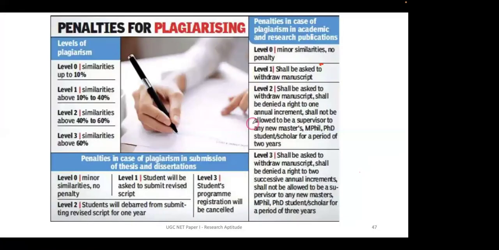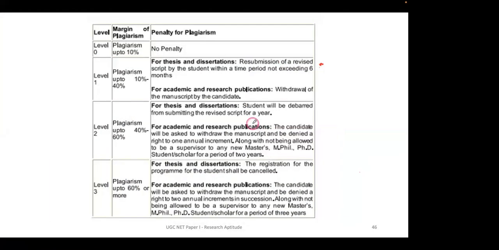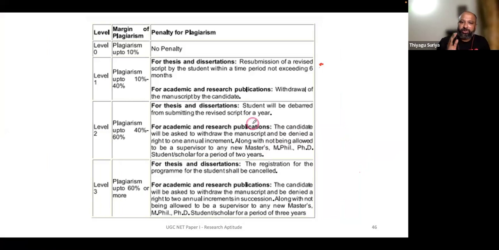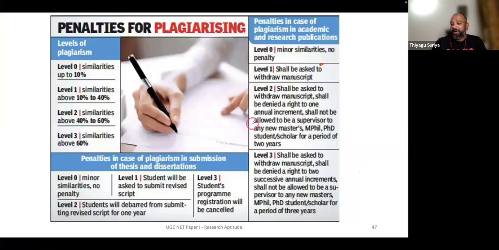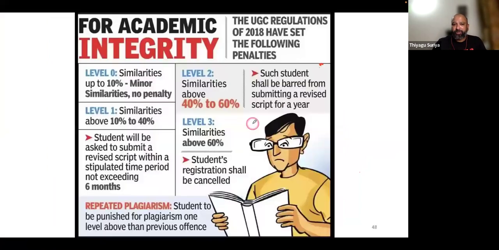Now this question regularly comes in the last 2 examinations. Please kindly look at this. This is the UGC guidelines on plagiarism. Please note at least one question might come from this, because I'm regularly observing the question paper pattern. At least 1 or 2 questions come from this area.